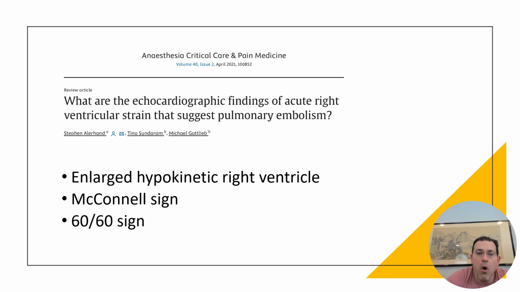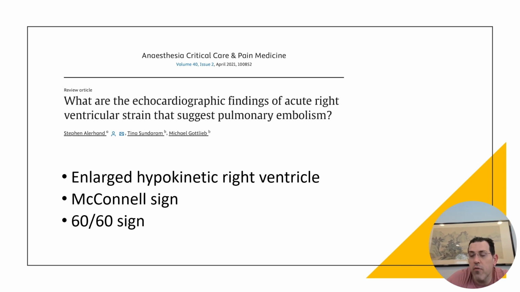So what are the echocardiography findings suggestive of acute right ventricular strain that suggest pulmonary embolism? What we're going to look for is three things. We're going to look for an enlarged hypokinetic right ventricle. We're going to look for what's called the McConnell sign, and we can look for what's called the 60-60 sign.